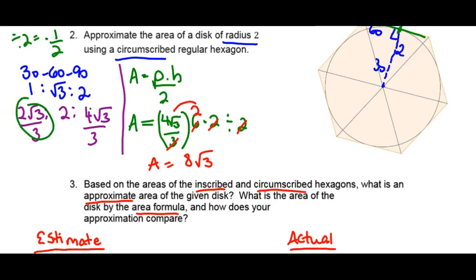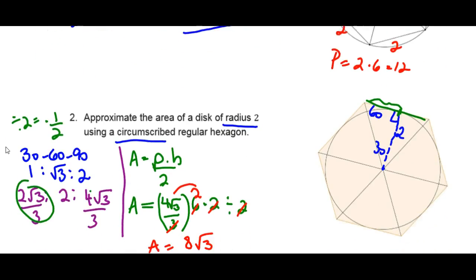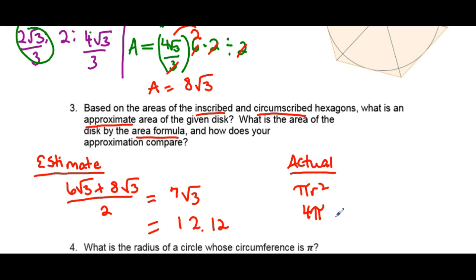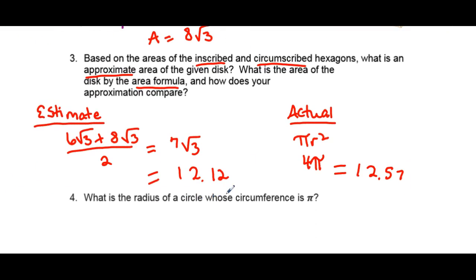The estimate, the two numbers we had were 6 radical 3 and 8 radical 3. To take the average of those, I would take 6 radical 3 plus 8 radical 3 and divide them by 2. So that gives me 14 radical 3 divided by 2, and that's 7 radical 3. Now to compare these, I need to get my calculator. 7 radical 3 gives me approximately 12.12. And over here, using the calculator for 4 pi, I get approximately 12.57.